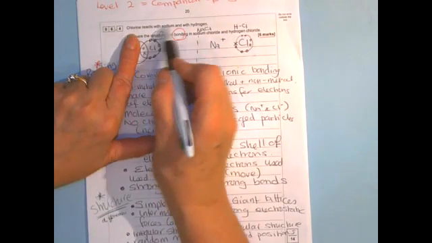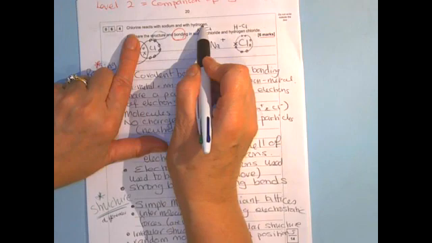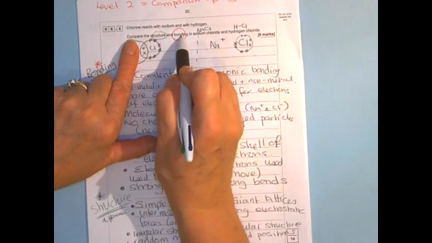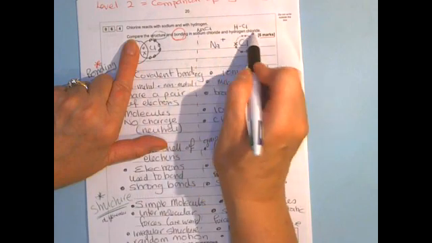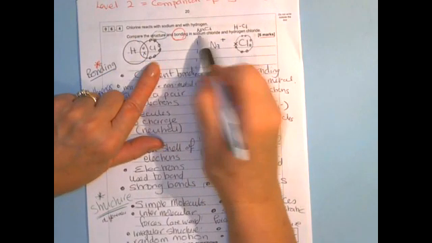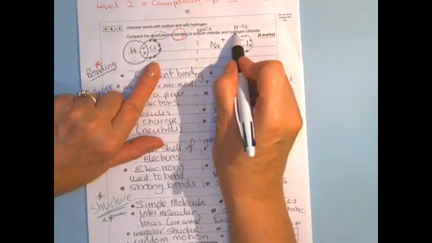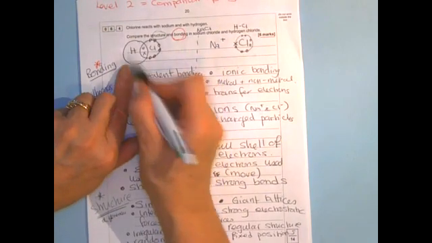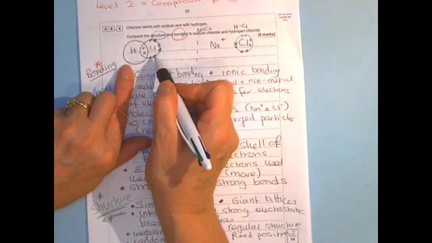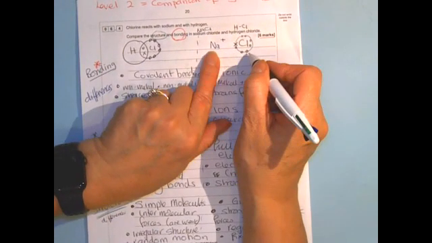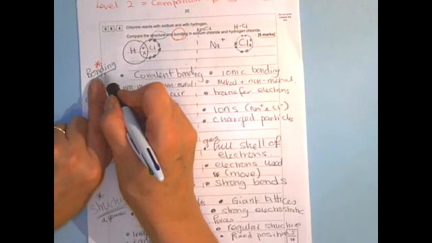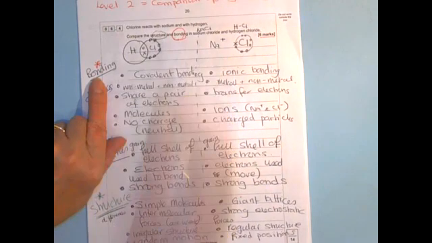So it says chlorine reacts with sodium and with hydrogen. Compare the structure and bonding. Structure is one thing, bonding is another, in sodium chloride and hydrogen chloride. So I know sodium chloride is NaCl and I know hydrogen chloride is HCl. So I've drawn, to help me, the covalent HCl, and I've shown where the electrons are, and I've drawn the ionic sodium chloride. Okay, so now if I look at the bonding, let me treat the bonding first, then I can look at the structure.